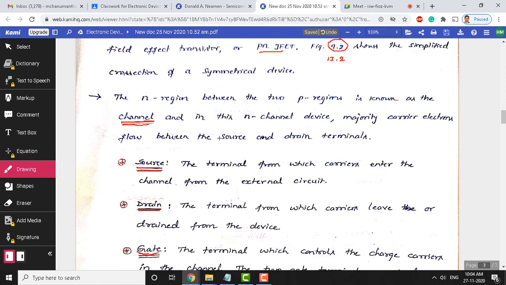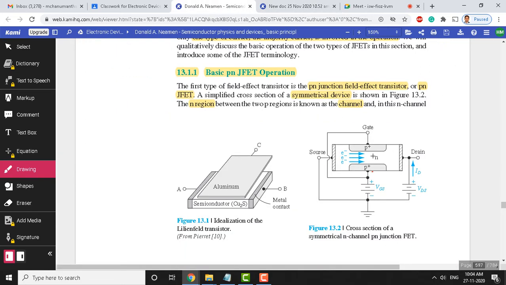Channel, what do we mean by channel? The N region between the two P regions is known as the channel. Look at this diagram, the N region between the two P plus regions. There is an upper P plus region and a bottom P plus region. You can think of this as a three-dimensional diagram also. If you extend it a little bit, you can imagine a 3D view of this diagram.